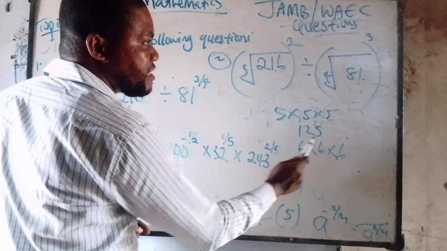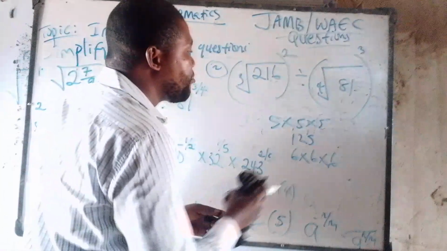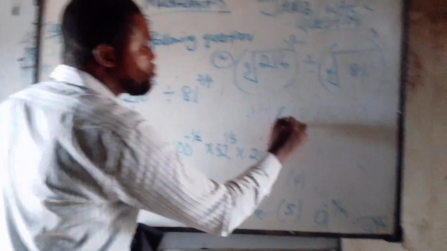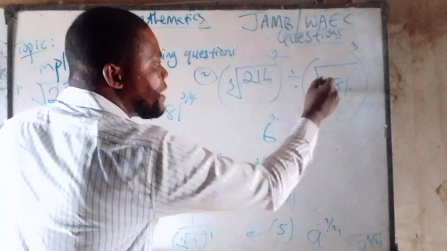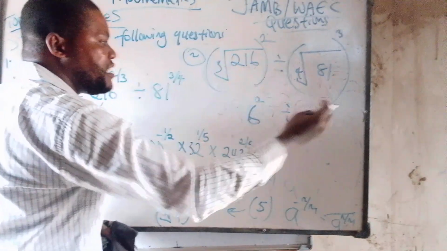So if I times 6 times 6 times 6, I'll then get 216. What will I do? Even if the 6 there is up to 500 or 200 or 90, pick only one of the 6, drop it down, then raise it to the power of whatever you have here, divided by the 4th root of 81. What number will I times 4 times to get 81? It's 3 times 3 times 3 times 3.